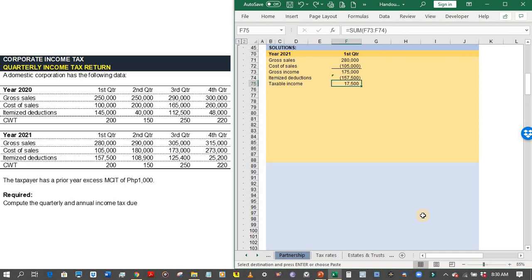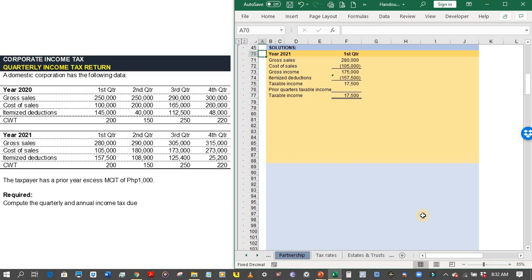And again, since the quarterly reporting requires cumulative information, we need to add the prior quarter's taxable income. And since this is the first quarter, there is no prior quarter to the first quarter. So this is the taxable income to be reported as of the first quarter. But for the succeeding quarters, we need to add the prior quarter taxable income. That is why we need to add another row for prior quarter's taxable income to get the total taxable income to date. So the taxable income for the first quarter again is 17,500.